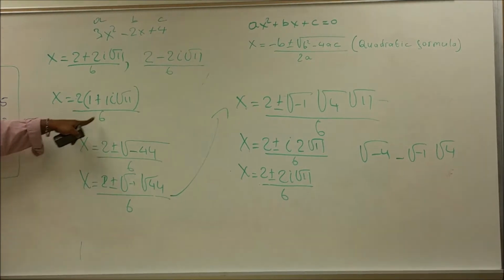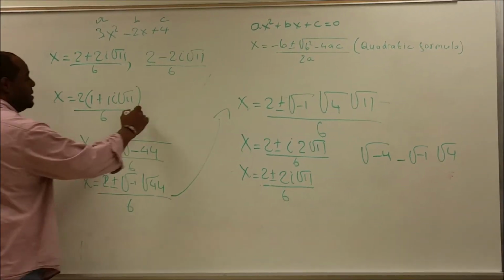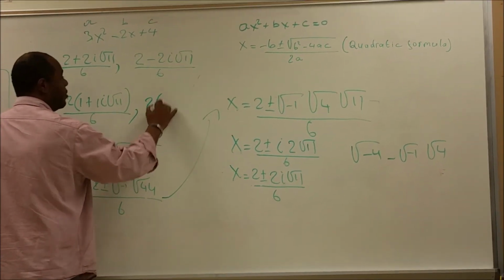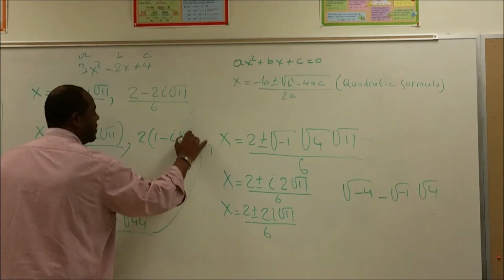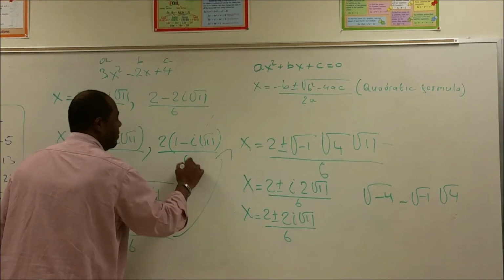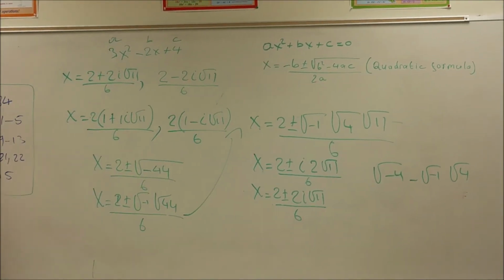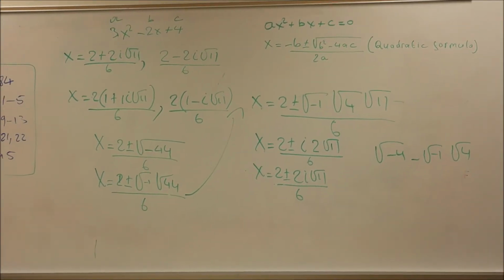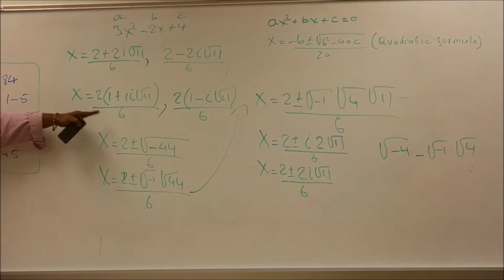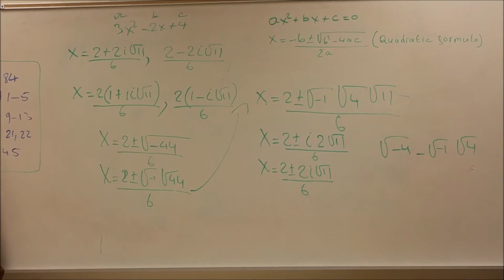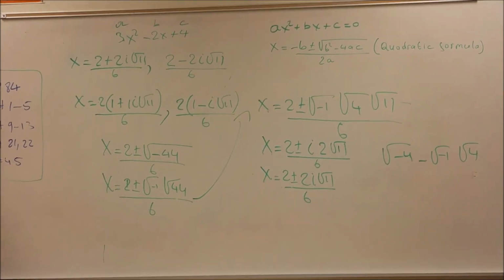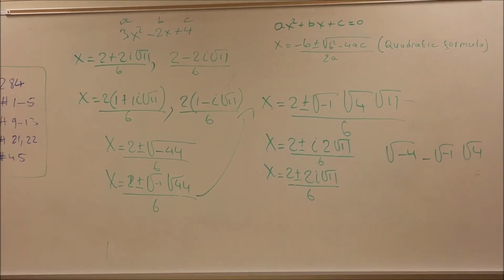What do I need to do? I do the same thing on this side here. This side will be 2 parentheses 1 minus i times square root of 11. Now, whether you put 1i or i is the same thing. All right? So what happens after that? Can I just simplify this here, the 2 and the 6? Yes. And what would that be? Simplified by what? By 2.